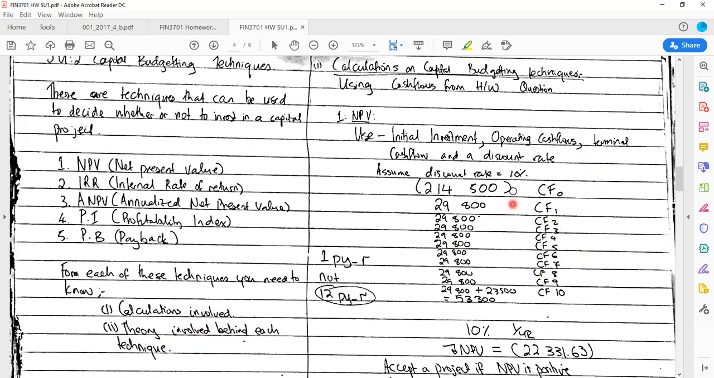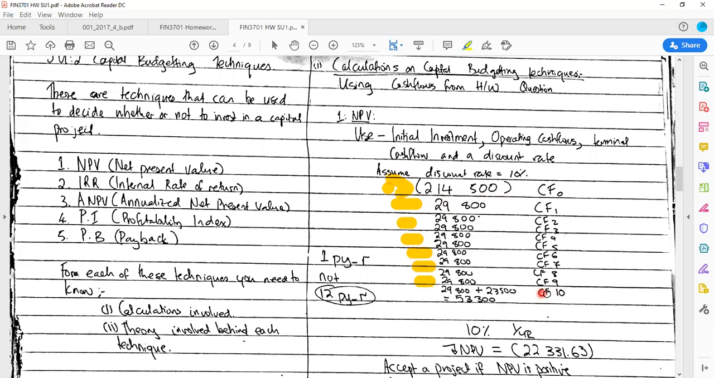You use your financial calculator. And the way you use your financial calculator depends on the type of financial calculator you have. So the first cash flow we'll put into the calculator is a negative 214,500. Then the second one is 29,800. So the first cash flow you always put into your calculator is the initial investment. And then after that, you put in your operating cash flows.